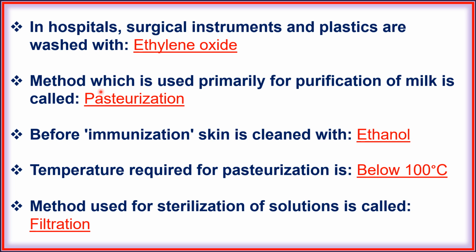Next, the method which is used primarily for purification of milk is called pasteurization. Next, before immunization, skin is cleaned with ethanol. Next, temperature required for pasteurization is below 100 degrees centigrade. Next, the method used for sterilization of solution is called filtration.